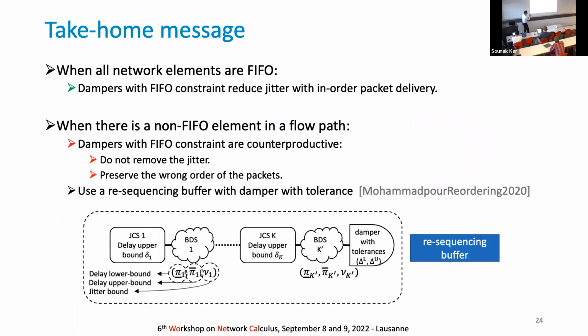So what we have seen so far is that when all network elements are FIFO, dampers with the FIFO constraint can reduce the jitter and also provide in-order packet delivery. But when there is a non-FIFO element in the flow path, the dampers are not able to remove the jitter, and they preserve a wrong order of the packets. So another alternative is to simply use a damper with tolerance and then put a resequencing buffer after it to correct the order of the packets when there is a non-FIFO element within the flow path.